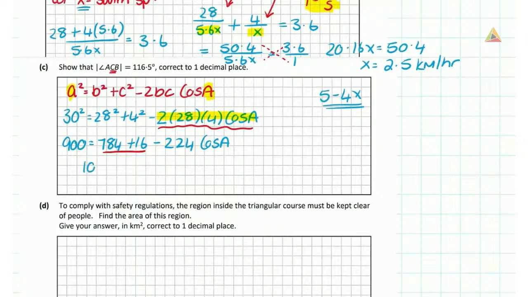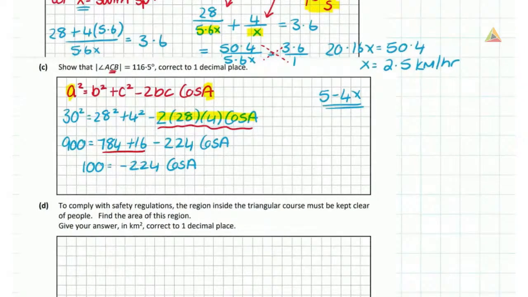So we're getting 100 equals minus 224 times the cos of A. We're going to divide across by minus 224, and we should be getting the cos of A, just going to switch sides here, is minus 25 over 56. And the last thing, the thing that we're trying to get on its own, is this angle here. So we're going to get the cos inverse of both sides, so that will give me A is equal to the cos inverse of minus 25 over 56.